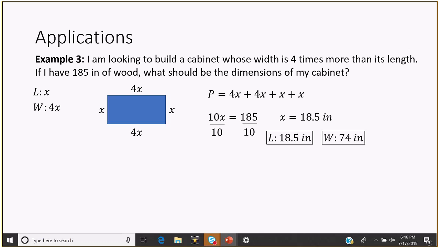This is a perfectly fine way to write the dimensions of the cabinet. Some of you may have seen 18.5 inches with a giant X, and 74 inches. That is also a perfectly fine way to write the dimensions of a cabinet.